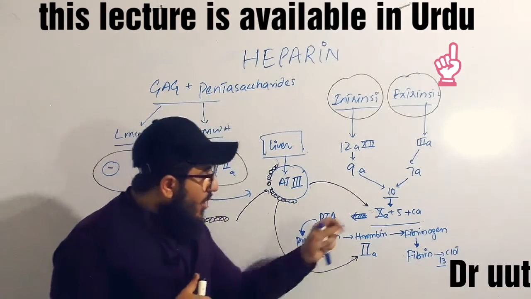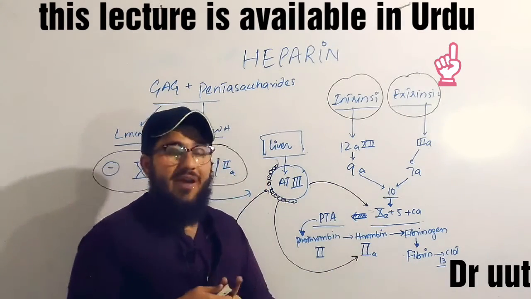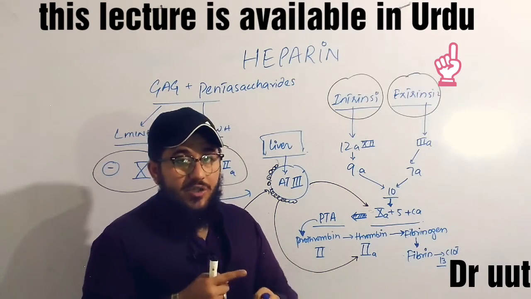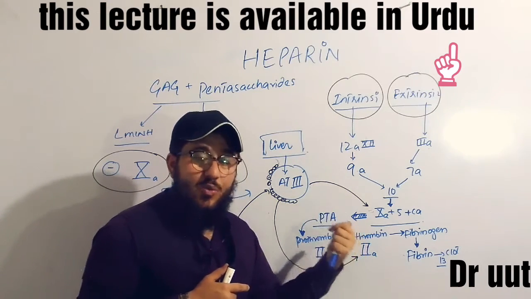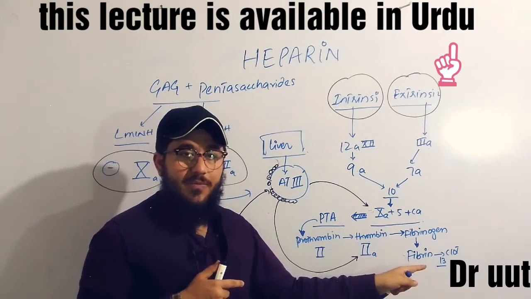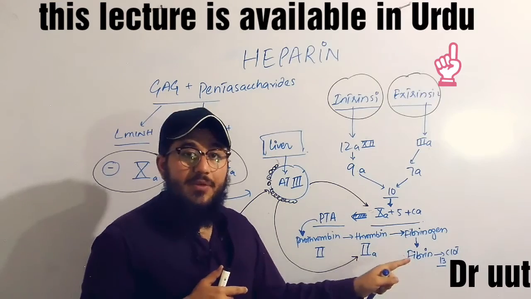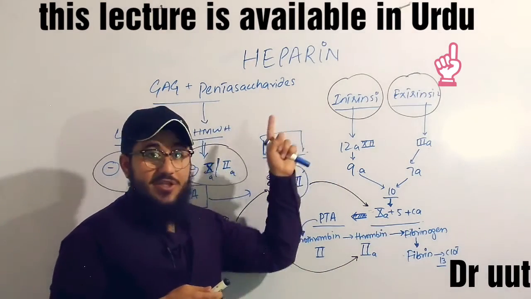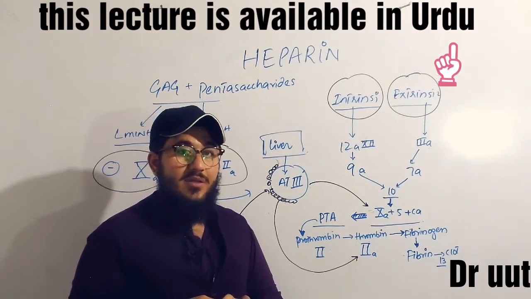So when we block this 10A and these 2A factors, what is going to happen? These factors are responsible to do the coagulation, and when we are blocking these factors, we are actually blocking or inhibiting the coagulation cascade. So what is going to happen? No coagulation, no clot formation. This is how the heparin is used as an anticoagulant medication.